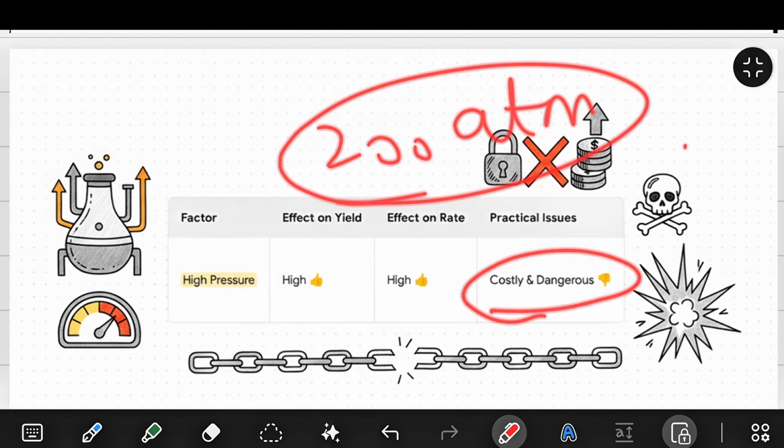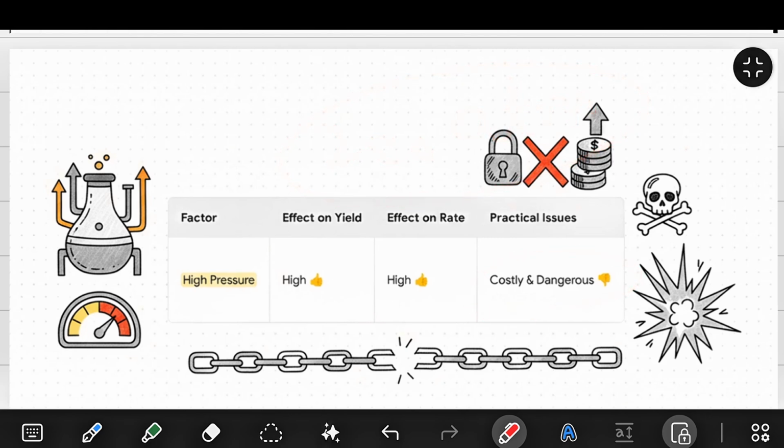How is it dangerous? Because if we go 200 times the atmospheric pressure, you will just get squashed if you go ahead and go inside the vessel. I think that's extremely stupid. So high pressure can be really dangerous, and so 200 atmospheres turned out to be the best pressure.